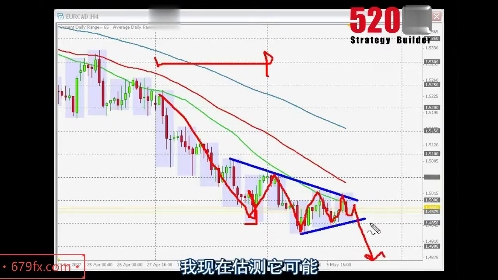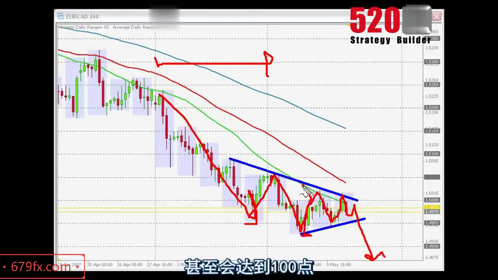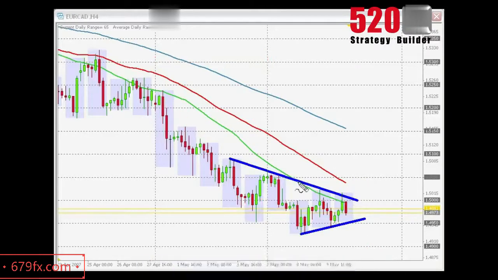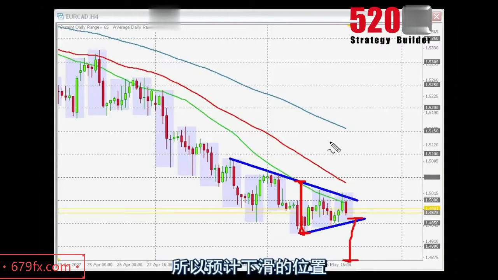I'm looking into a new swing position, probably for another 70 pips, even up to 100 pips, which is the height of this triangle. The way I measure targets is measuring the height of the pattern to the breakout level. It should take me around 148.50. Okay, that's the trade plan.